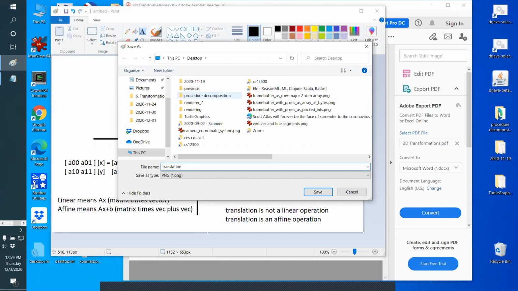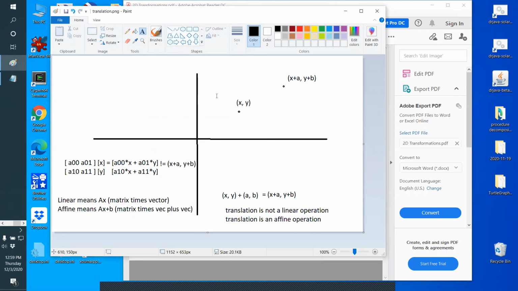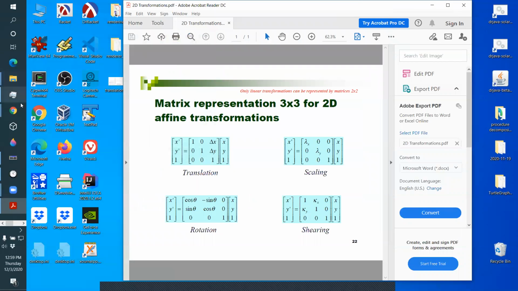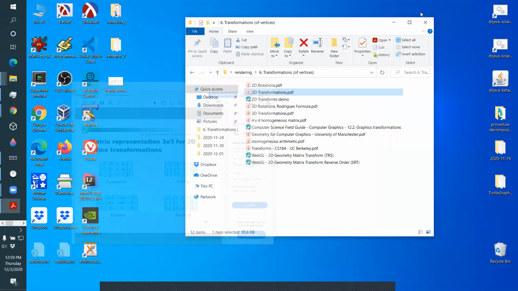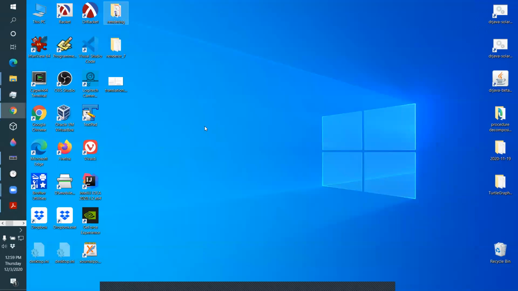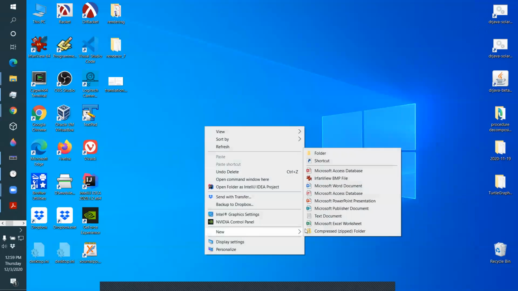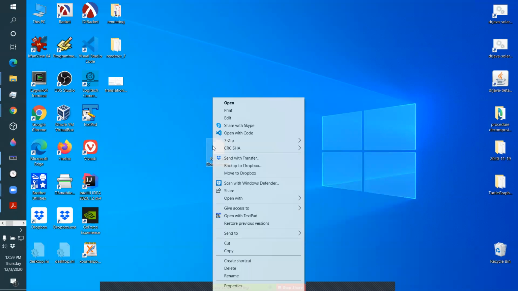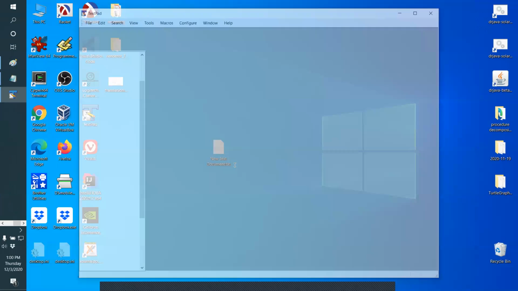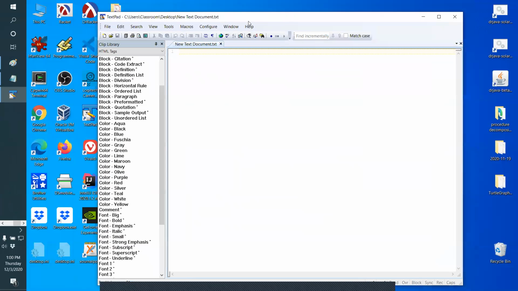There's a famous trick that makes translation into a matrix. But the trick is, okay, let me show you what the trick is. Here's the trick.